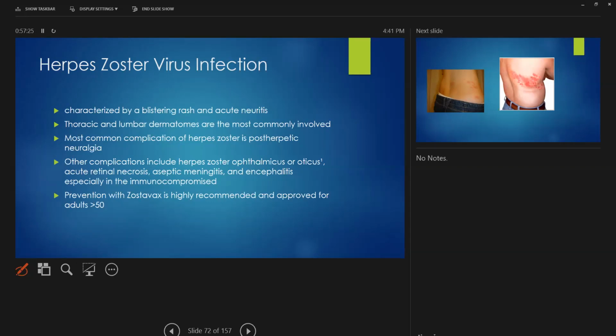This is always unilateral. Other manifestations include involvement in the eye, herpes zoster ophthalmicus, or the ear. Acute retinal necrosis, that doesn't sound good. Aseptic meningitis and encephalitis are more likely to occur if the persons are immune compromised. You can have some prevention with Zostavax. It is highly recommended and approved for adults greater than 50. So this is the shingles vaccine.